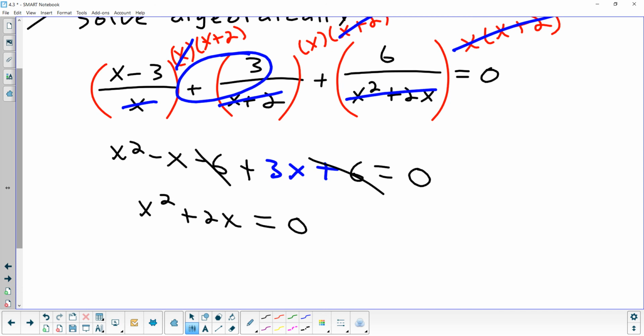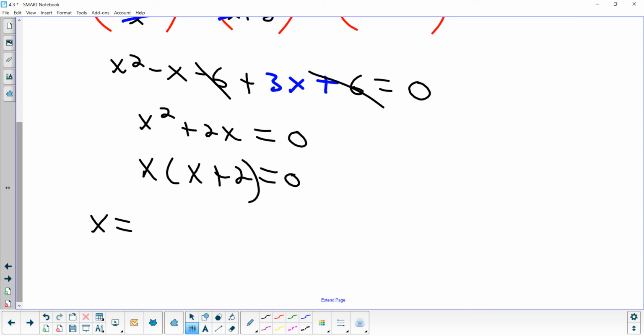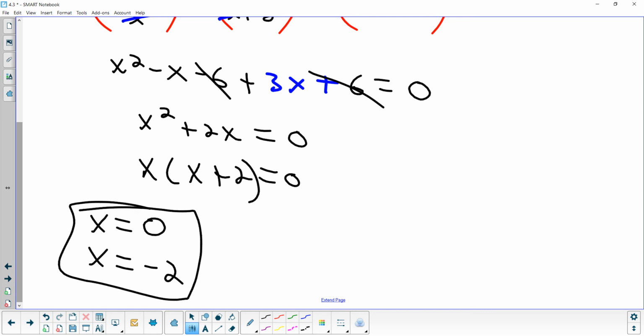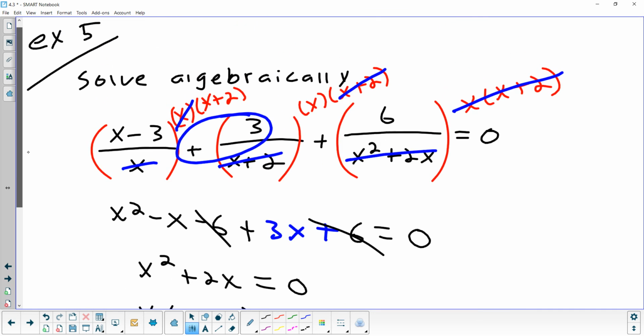What's the GCF of x squared and 2x? John? X. Let's pull that out. And what are my two values that would make the first factor and the second factor 0? Yep. It'd be 0 and -2. Okay. And Madison, what do I have to do with both of those? You have to plug them into the original equation. Okay, so let's scroll back up and let's check 0 and -2.